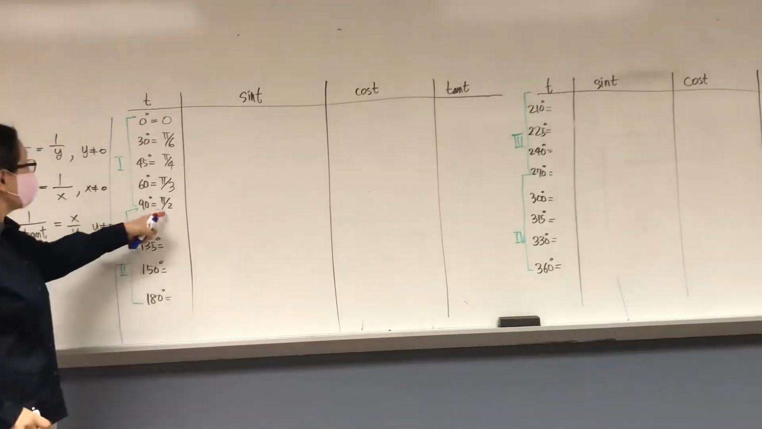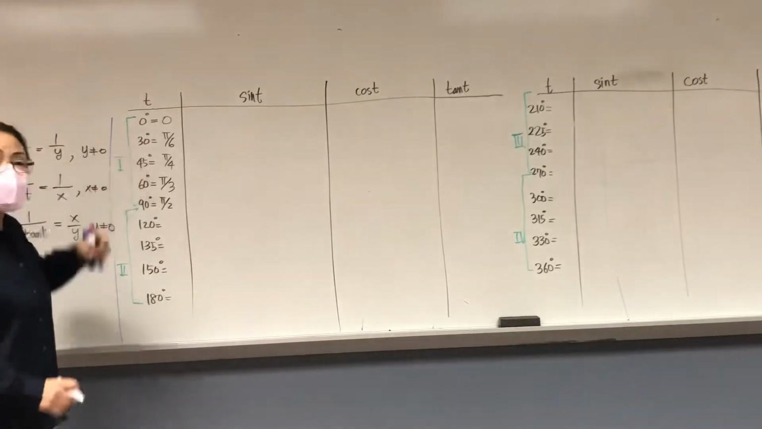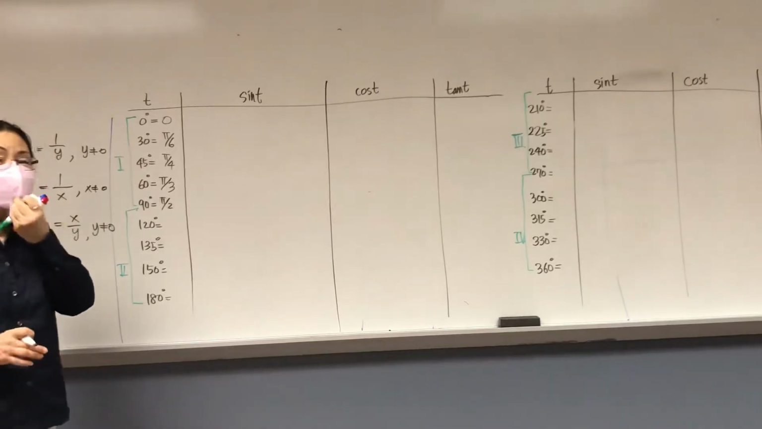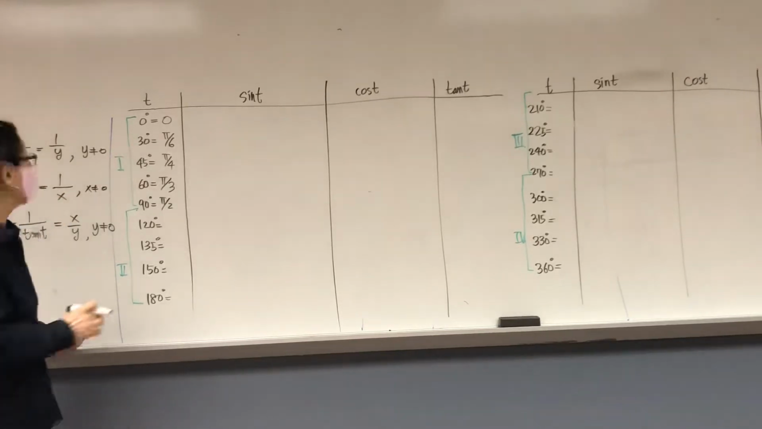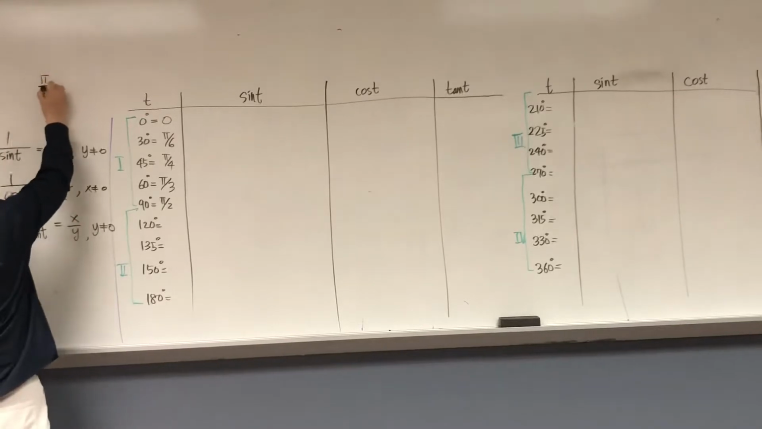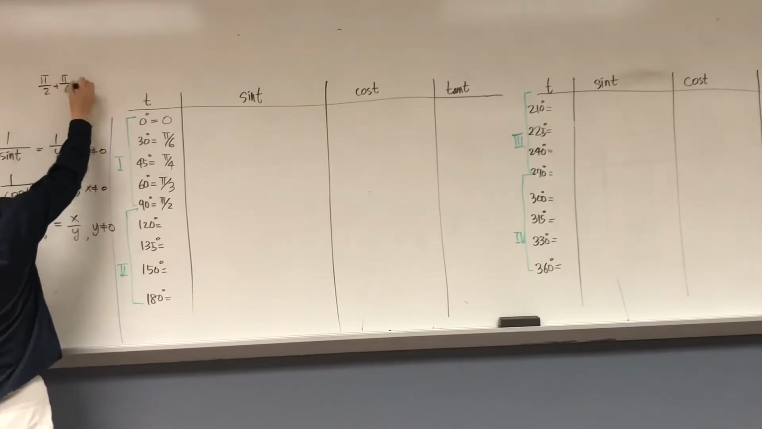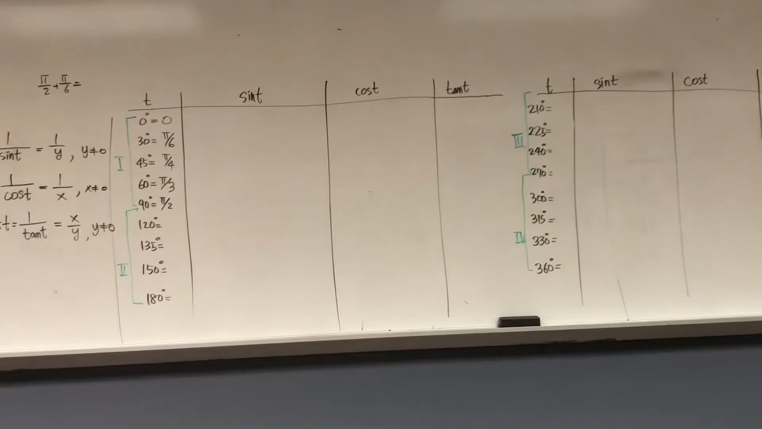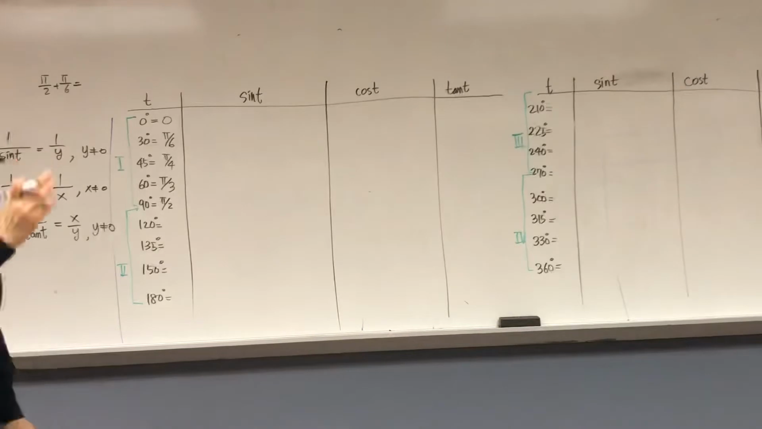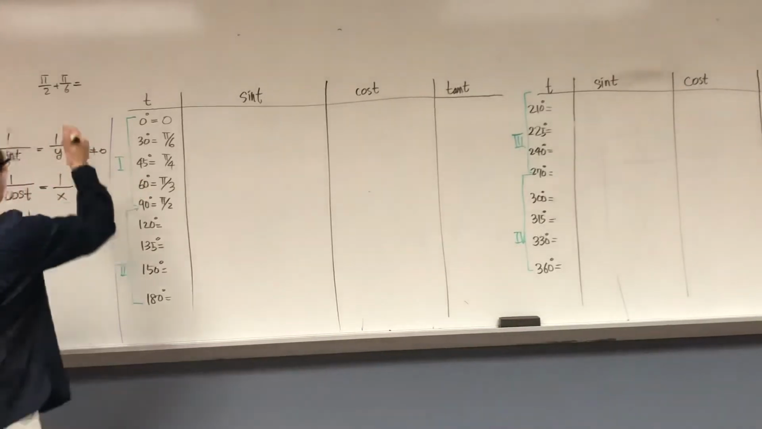120 is what? Pi over 2 plus pi over 6, adding up. How much is it? Pi over 8? No. 2 pi? That's not 2 pi. 5 pi over 6? No. Pi over 3 plus pi over 6 is 2 pi over 6... Yes, you said it, there it is.